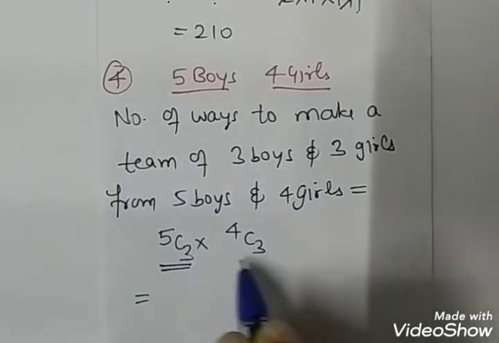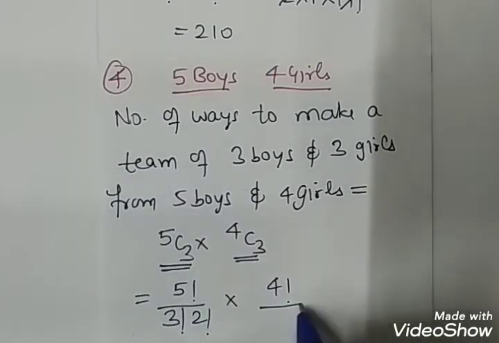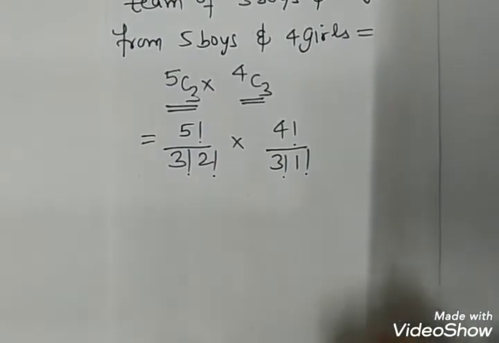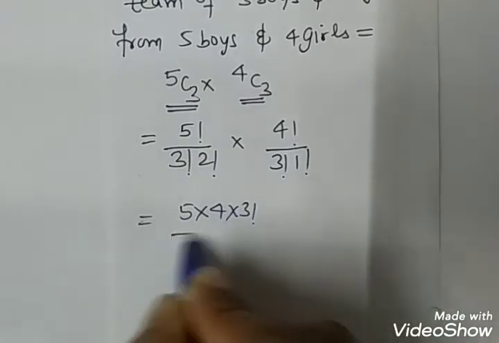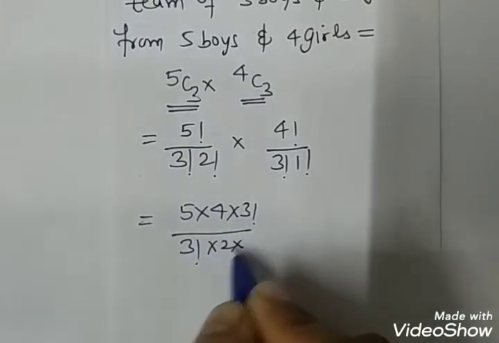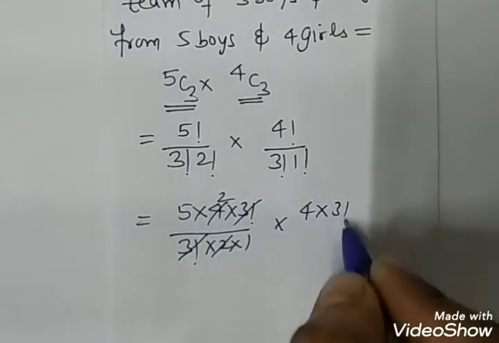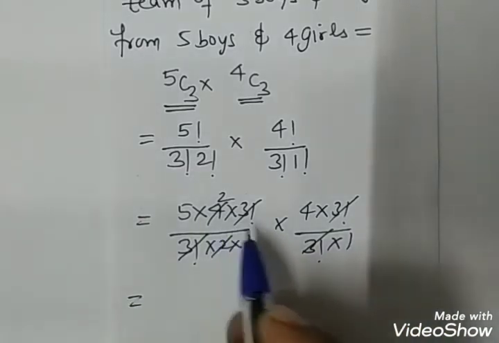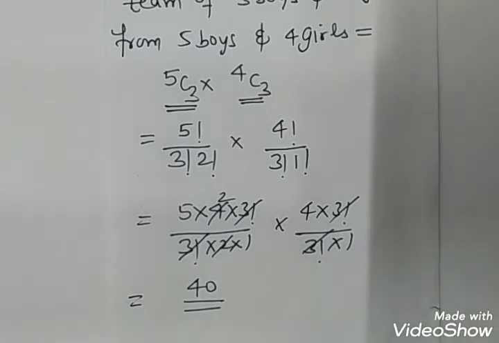This is for boys, this is for girls. What is the value of 5C3? And 4C3 is 4 factorial upon 3 factorial into 1 factorial. Simply you can solve this. This is like 5 into 4 into 3 factorial upon 3 factorial into 2 into 1. Cut it out. 5 2s are 10. 4 into 3 factorial upon 3 factorial into 1. Cut it out again. 5 2s are 10, 10 4s are 40. This is the required answer.